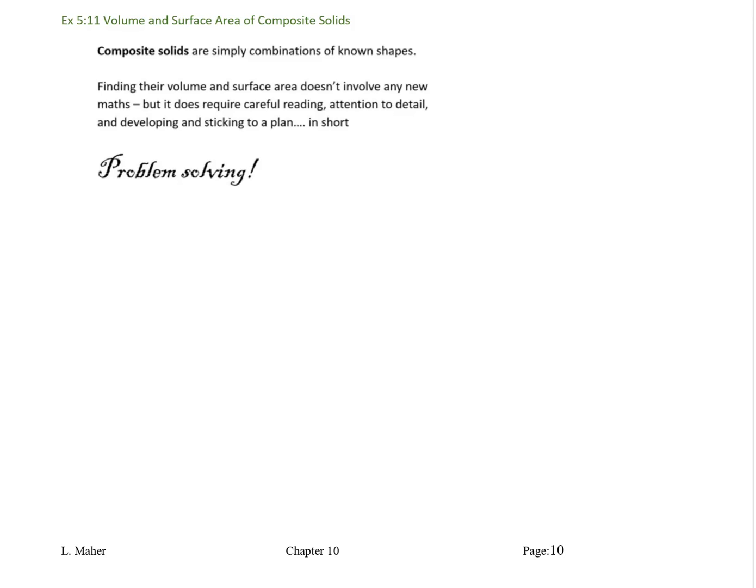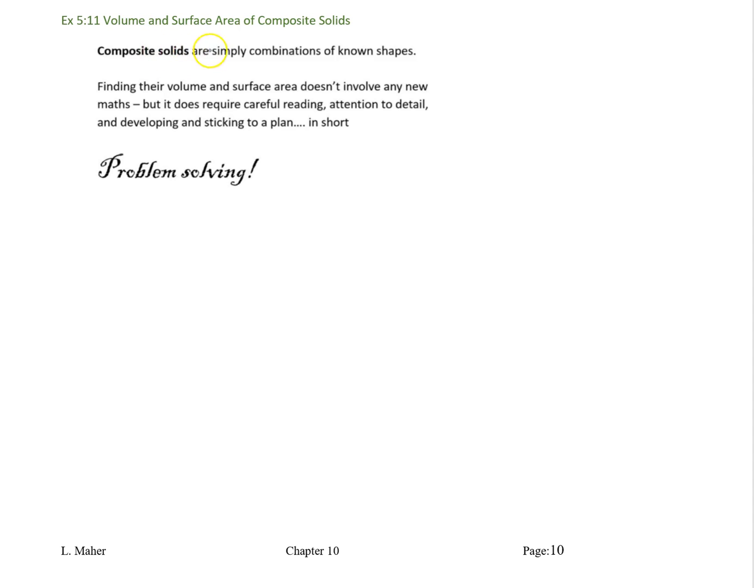Now with this final exercise, volume and surface area of composite solids, there's no new maths, there are no new formulas. It's a little bit like the area of composite shapes. It just depends on the previous formulas that you've learned, and being able to recognise different solid shapes, this time being put together.